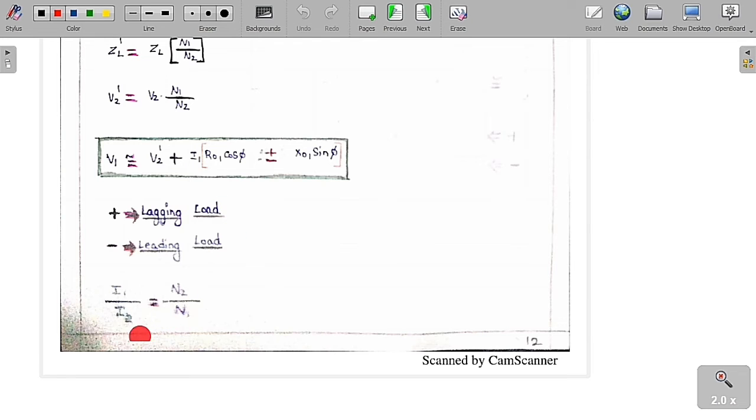Now listen carefully. As I have already told you, I1 by I2 is equal to N2 by N1, because the MMF is always equal. So I1 N1 is equal to I2 N2, which means I1 by I2 is equal to N2 by N1.